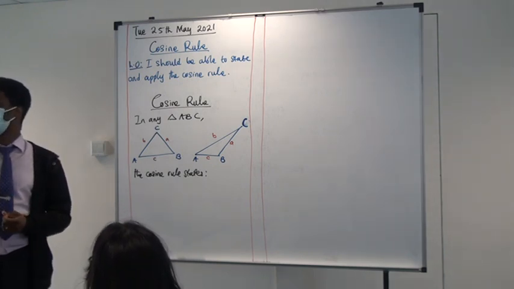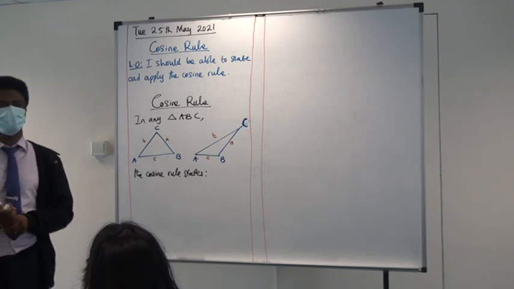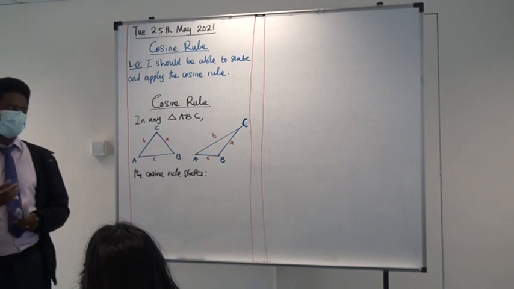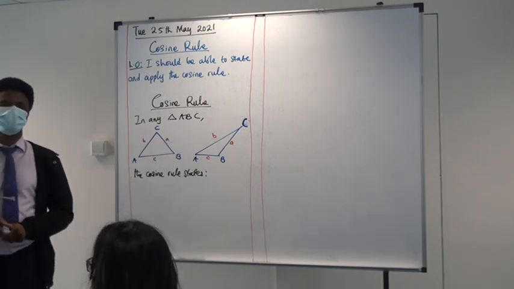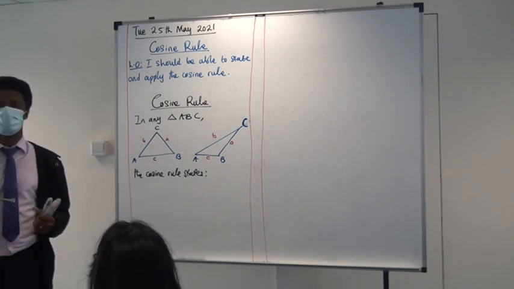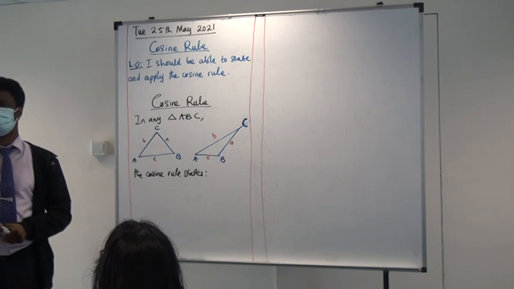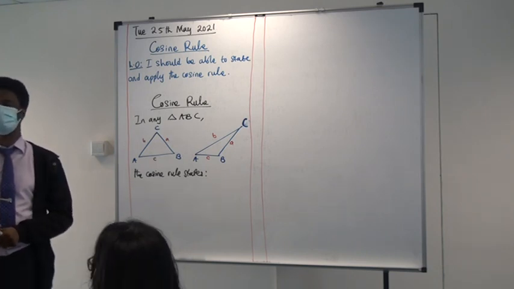Can somebody remind me one major scenario when you can use the sine rule, if you remember what I said? When did you use sine rule? What would the triangle look like so you know that, oh, actually I can use sine rule to find this side or maybe this angle? Anyone remember?